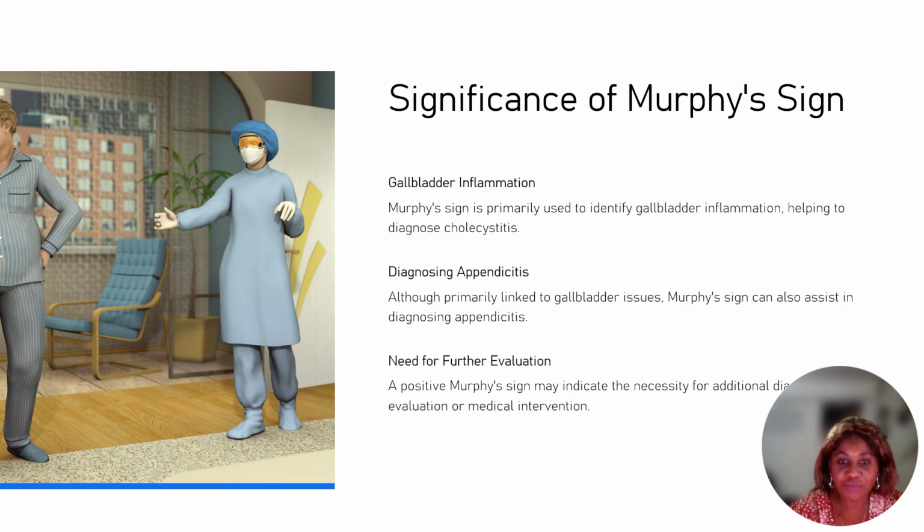So what is the significance of Murphy sign? Murphy sign is primarily used to identify gallbladder inflammation, helping to diagnose cholecystitis. I mean, if the gallbladder is inflamed, does it need to come out or not? We've got to make all those clinical decisions for this patient. Although primarily linked to gallbladder issues, Murphy sign can also assist in the diagnosis of appendicitis. A positive Murphy sign may indicate a need for additional diagnostic evaluation or medical intervention right away. So we've got to CT the abdomen, ultrasound that abdomen to make sure, and get some labs. Your white count is very important at this point.